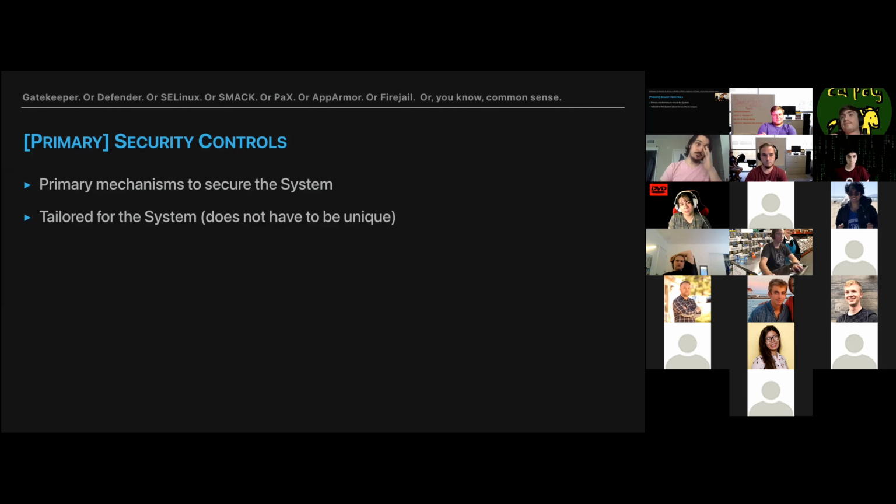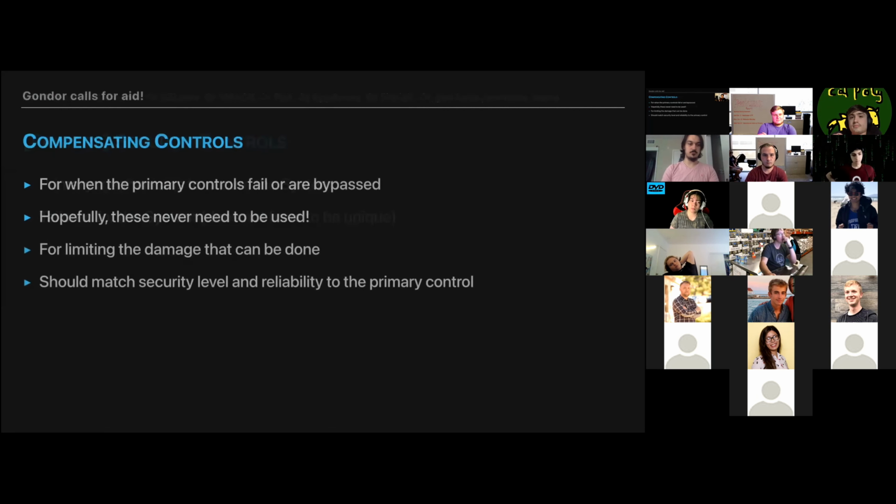So we have these primary controls, which are the main way we secure systems. But what happens when these controls fail? Well, that's why we have compensating controls, which I'll usually refer to as our secondary controls, and these are for when our primary controls fail or are otherwise bypassed, right? Hopefully, these never have to be used as the result of a bypass or another exploit. But the main goal is usually to limit the amount of damage that can be caused, right?